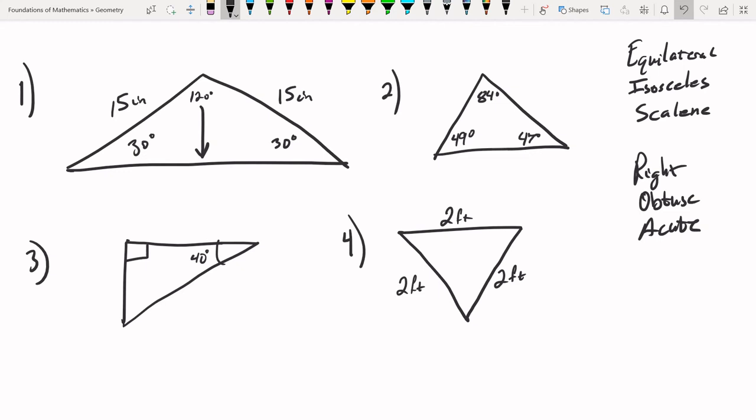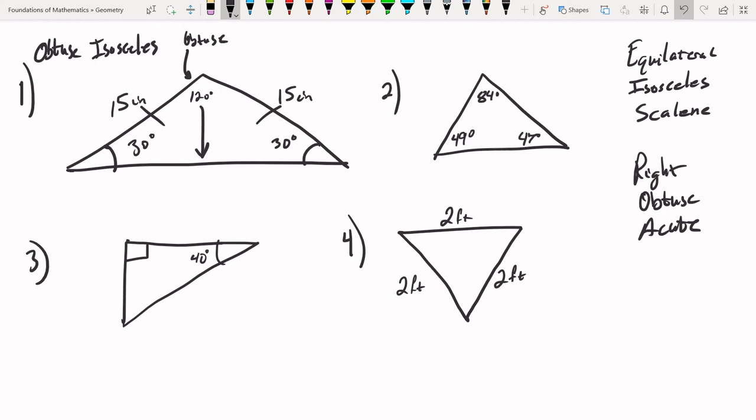Because we have two angles equal, right? This angle equals this angle, and this side equals this side. We know it is an isosceles triangle. Further, it has one single obtuse angle. That angle is obtuse. It's greater than 90 degrees. So we would say this is an obtuse isosceles triangle.